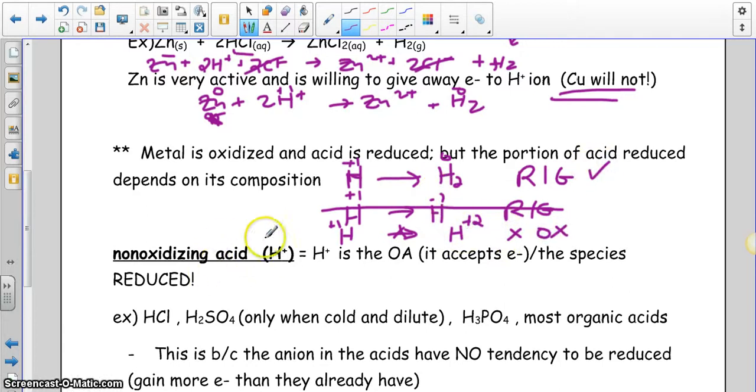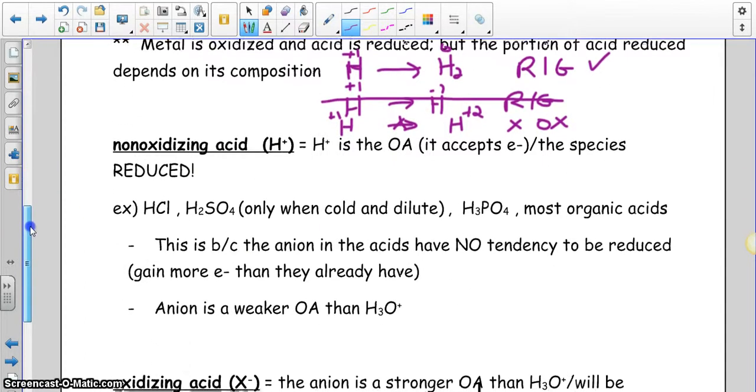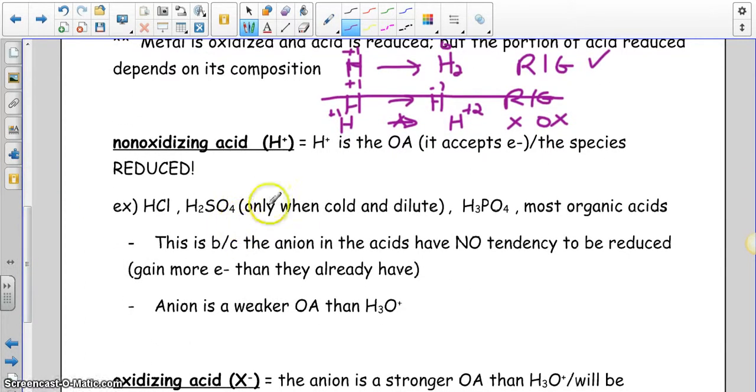So that's why we have the terms oxidizing acids and non-oxidizing acids. So for example, in this case, H plus is the OA, which means it is reduced, and then there's only a couple types like that. Commonly we'll have HCl, the one that's being reduced, just like we saw in our previous example. Occasionally we'll see phosphoric acid and sulfuric acid, but it's only when it's cold and dilute.